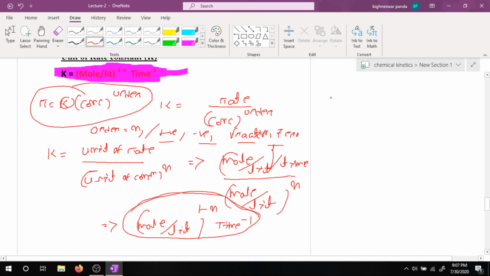If n is equal to 0, that means a zero order reaction, then K has unit, putting 1 minus n, 1 minus 0, mole per liter time inverse.